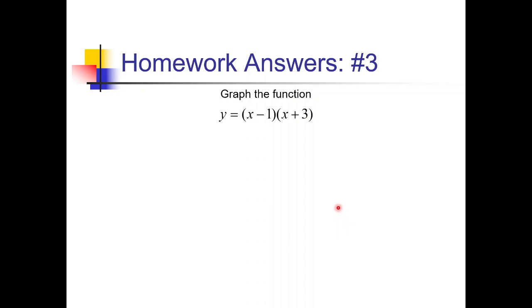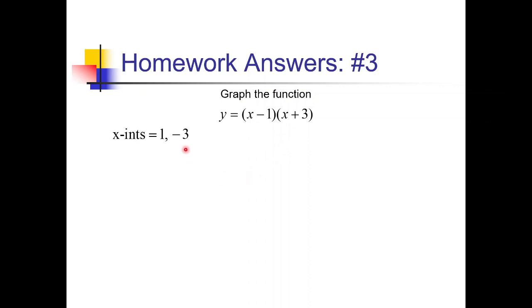For this problem, we're trying to graph this parabola that's in intercept form. So the fastest way to do this is going to be to find the x-intercepts and then use those to find the vertex. So my x-intercepts, the x values that zero these factors out, we've got 1 and negative 3.